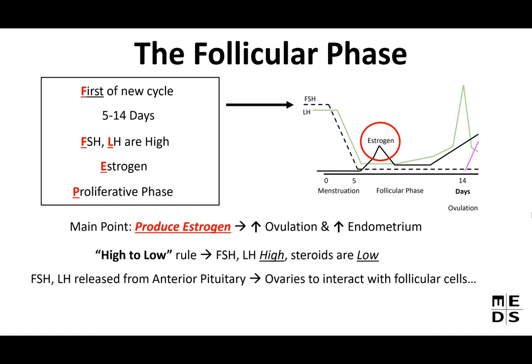I've already said this before, FSH and LH are going to be released from the anterior pituitary. They're going to go to the ovaries to interact with the follicular cells and tell it to start producing estrogen.